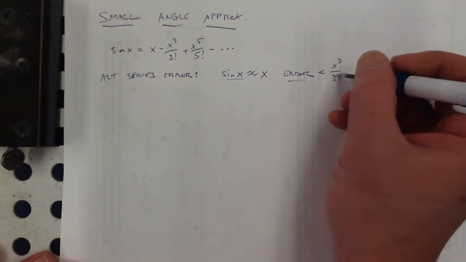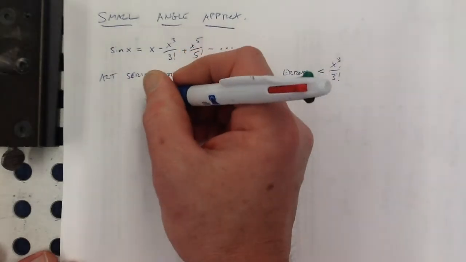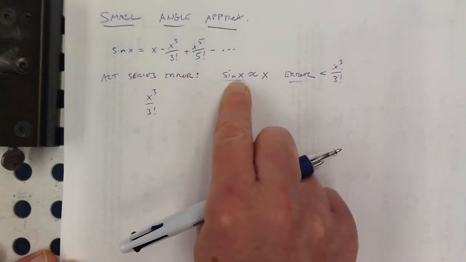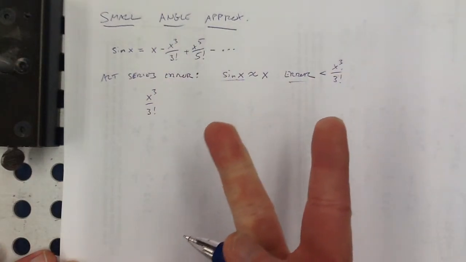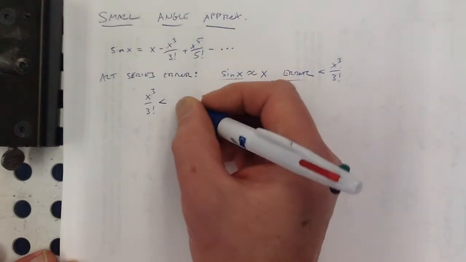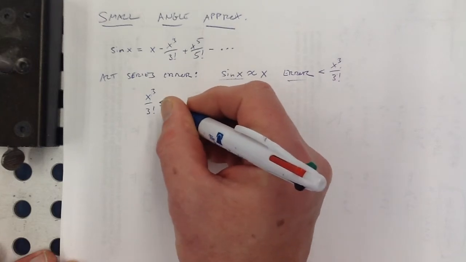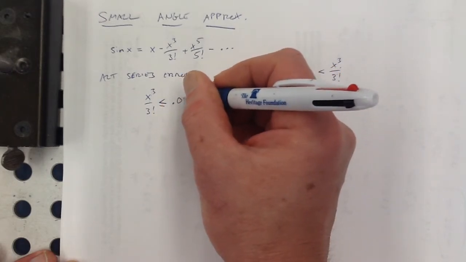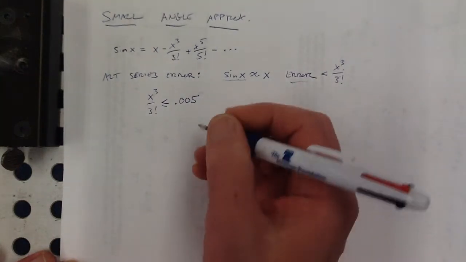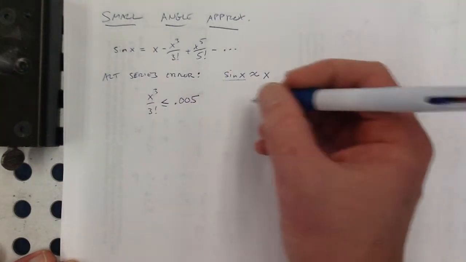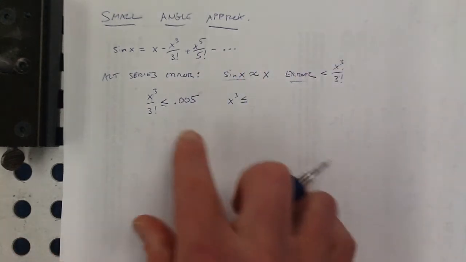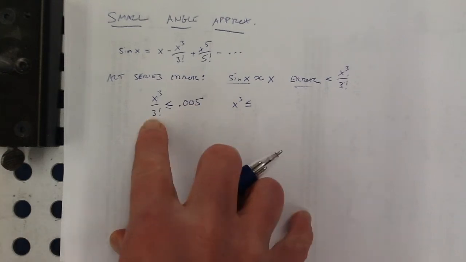Well, let's say we wanted to be good to 2 decimal places. We want 2 decimal places of accuracy. Then I would need this next term, x cubed over 3 factorial, to be less than or equal to 0.005. That's how we do 2 decimal places, right? So that would mean that my x cubed would have to be less than or equal to 0.005 times 6.